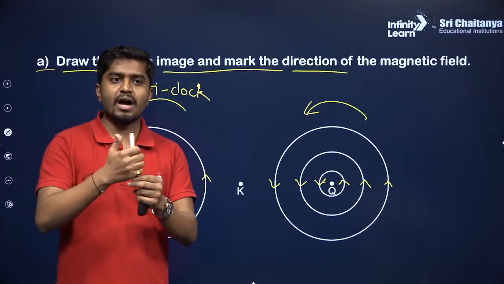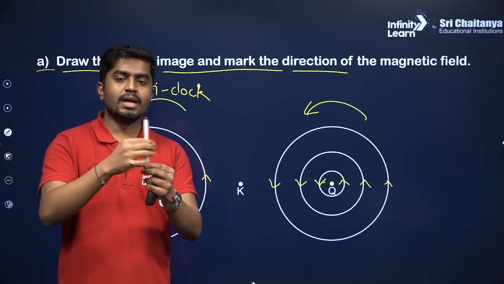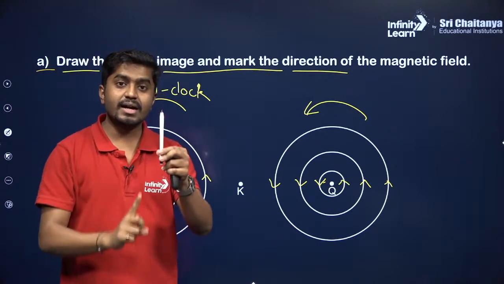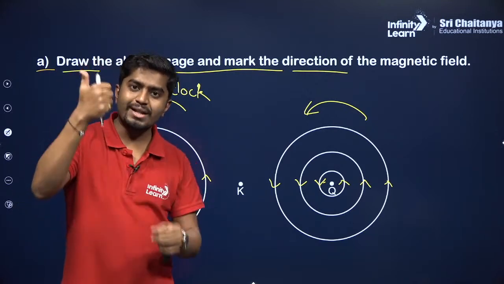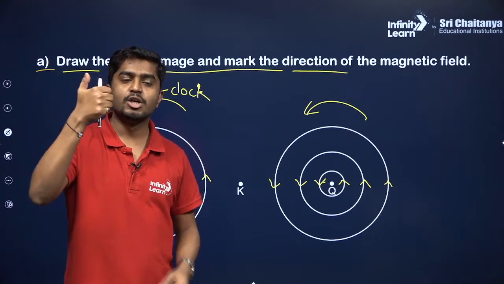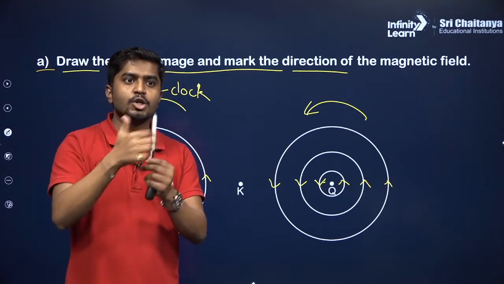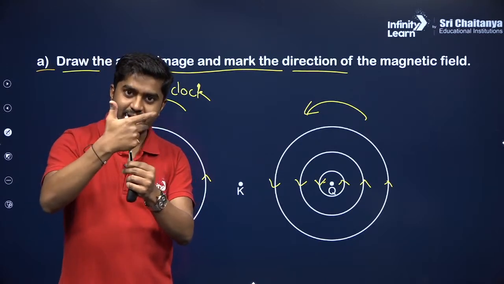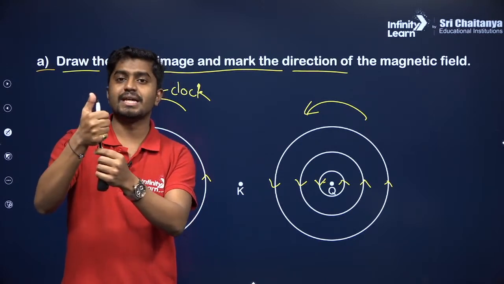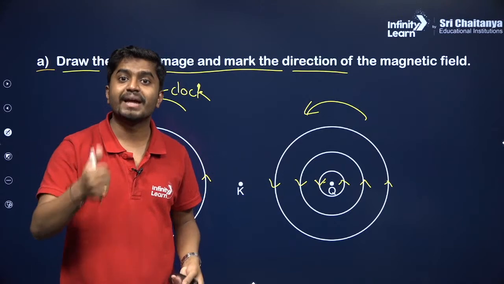Okay, so now again I am explaining. There is a conductor, current is going in the upward direction, for example. So you hold this conductor in your right hand, your thumb will point to the direction of current, and the fingers which are curling around, can you see? They will tell you the direction of magnetic field.